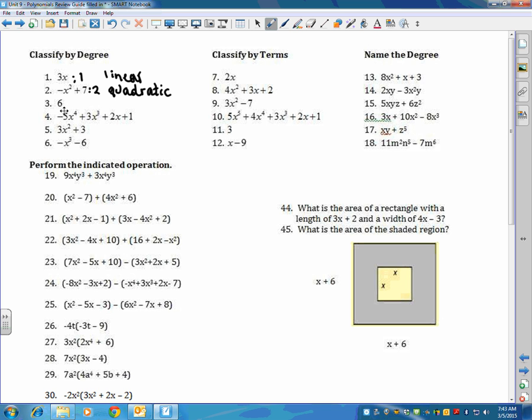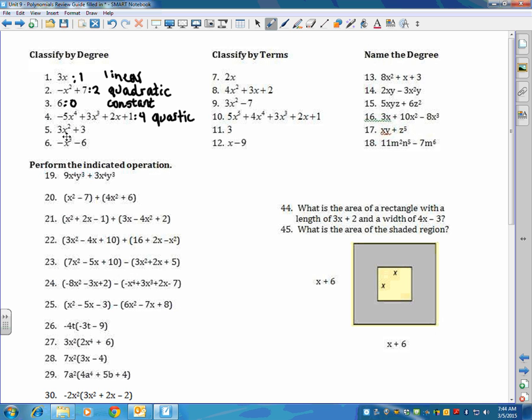This one has no letter at all, so the power of that variable would be 0. When you have a 0 as your degree, that is called a constant. Okay, on this one, there are only x's involved. The highest power is 4. And when you have highest power 4, you can either call it quartic or you can say 4th degree. They are both correct.